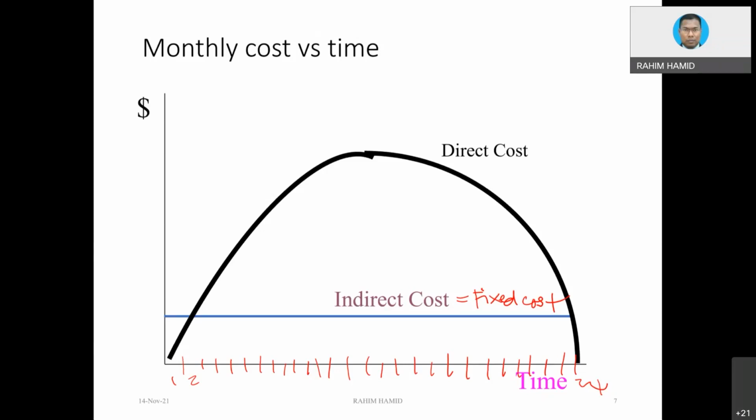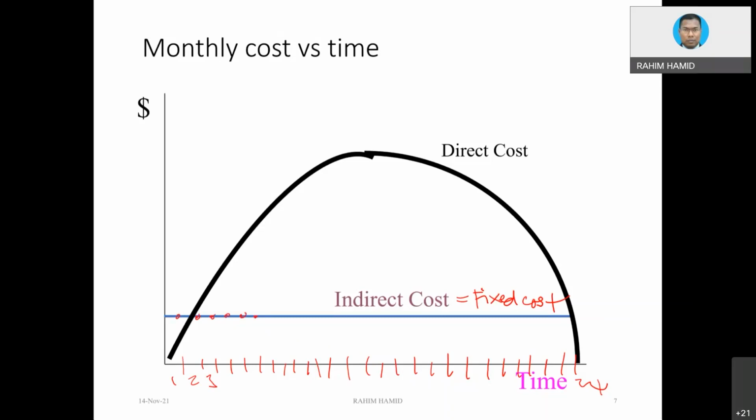So when you plot a graph, weekly, daily, or monthly, let's assume this is a monthly graph. This is the point that we are going to plot monthly. So this is what we call indirect costs. That looks like a flat kind of line.